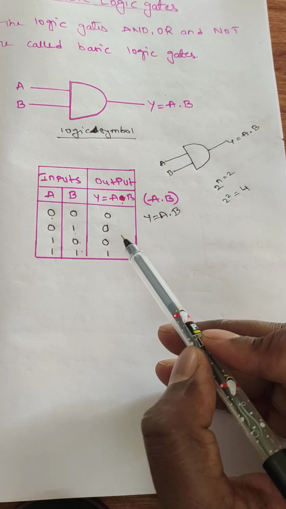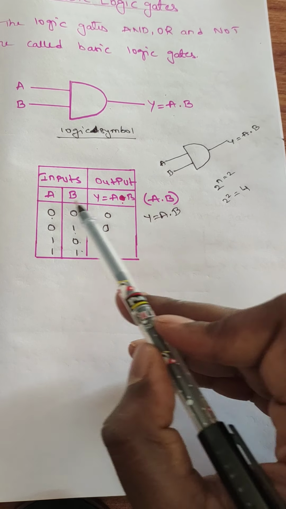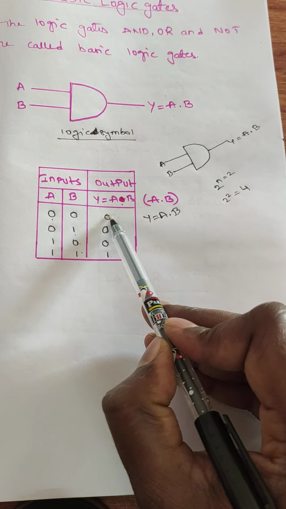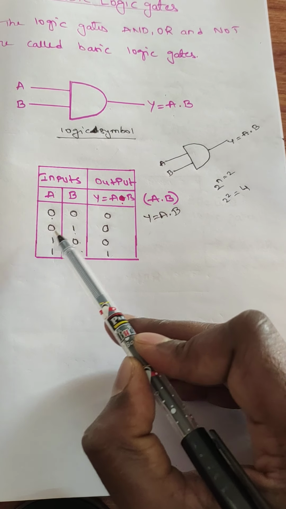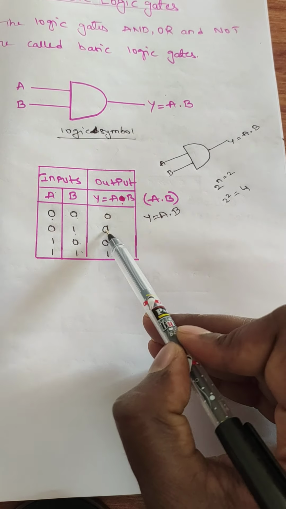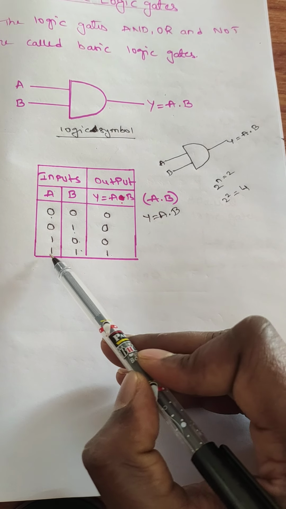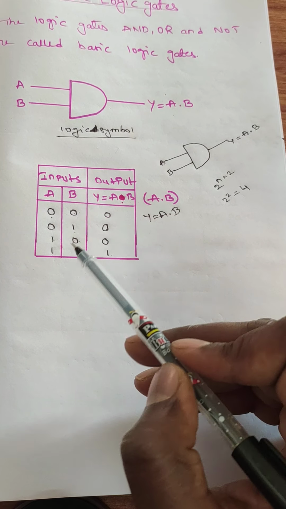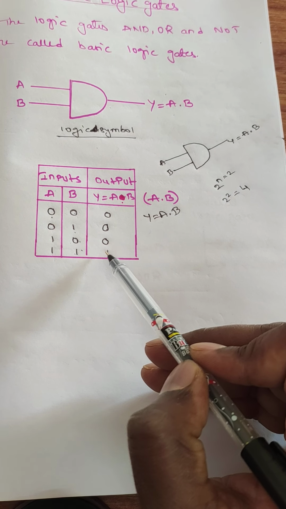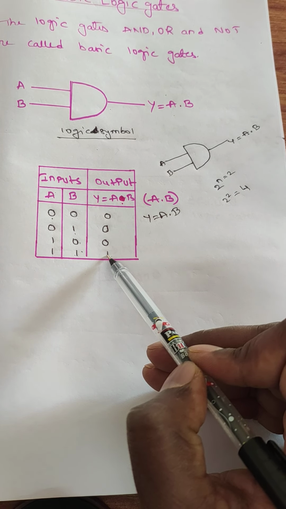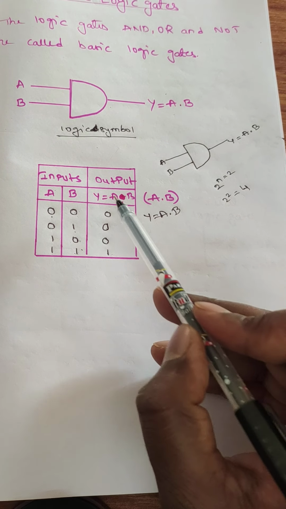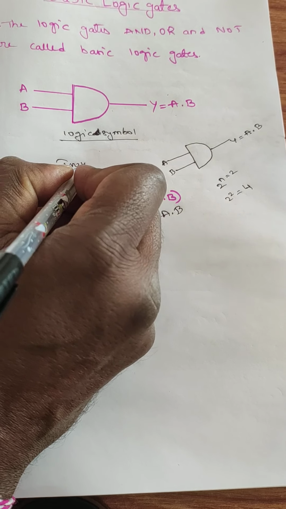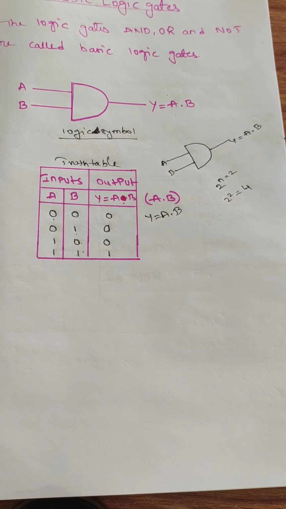So 0 0 is 0, 0 1 is 0, 1 0 is 0, 1 1 is 1. When both inputs are low, output is low. When any one of the inputs is low, output is low. Only when both A and B inputs are 1, then the output is high. In this way we will read this truth table. This is the truth table of the AND gate.